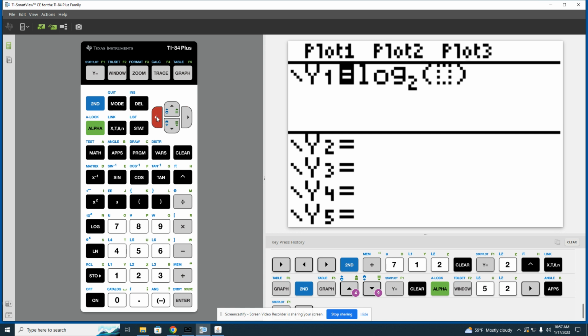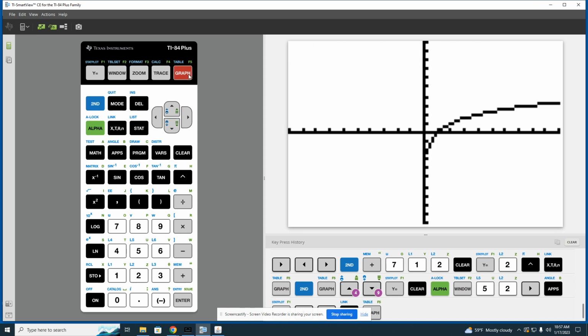Sorry. And now let's graph it. Notice the difference. What will this one not cross? The y-axis. It won't cross the y-axis. Why? Because it has a vertical what? Asymptote. And what was the equation for it? X equals 0, right? The opposite of what an exponential function has.